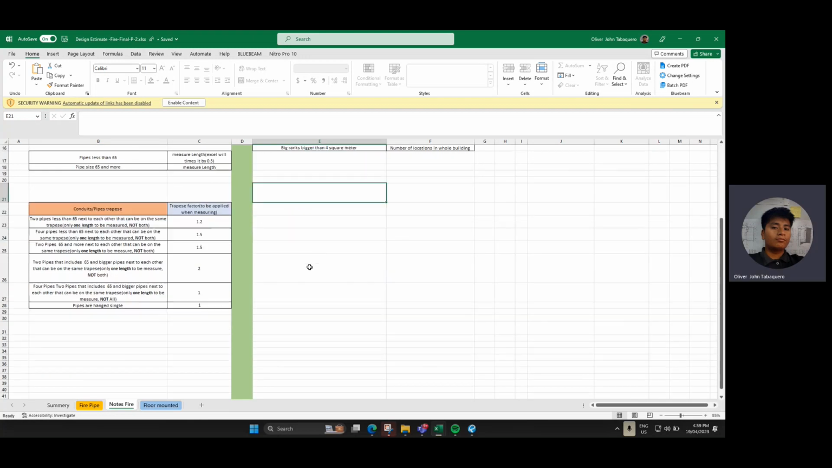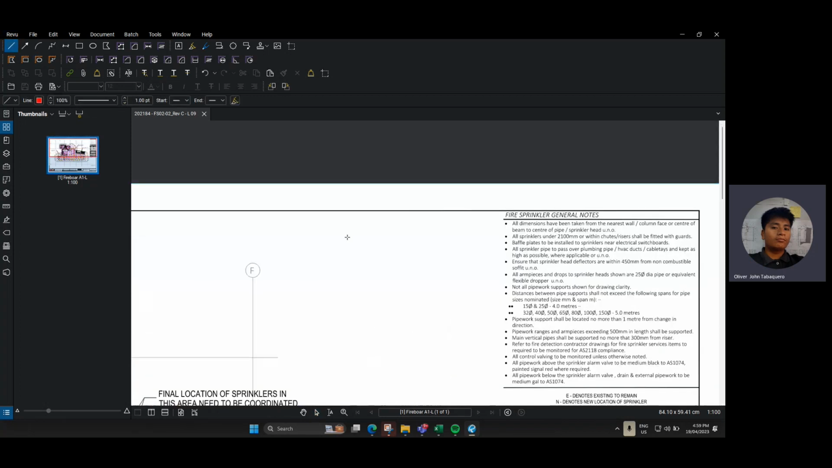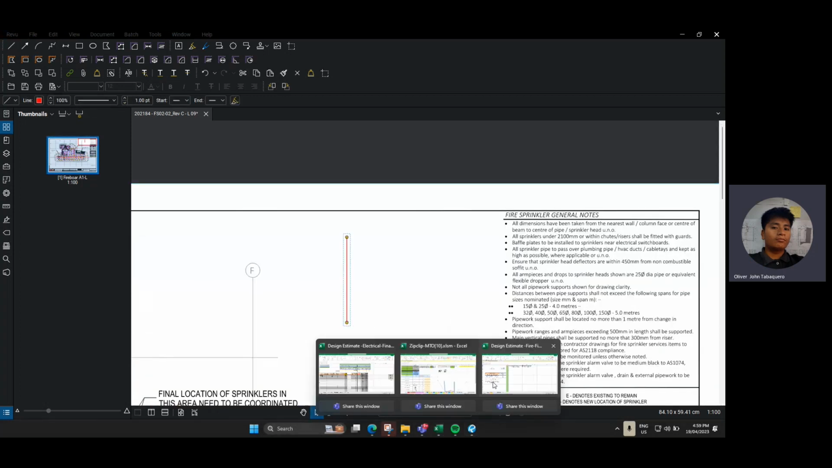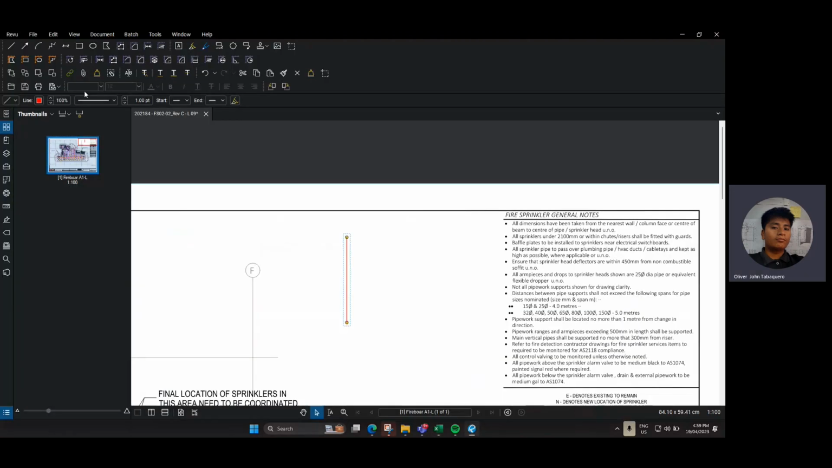Now, similar to the plumbing one, or the electrical one, you have two pipes less than 65 next to each other that can be on the same trapeze. Do they have an illustration here? Okay, so we don't have an illustration here. Let's just draw one. Hope you can understand my illustration.